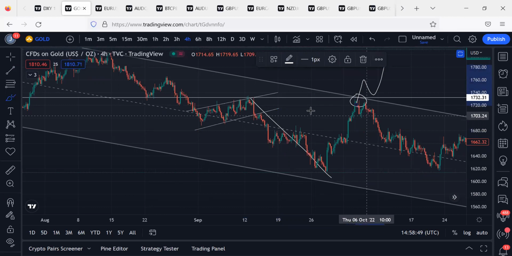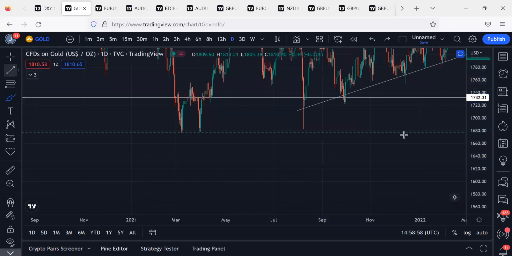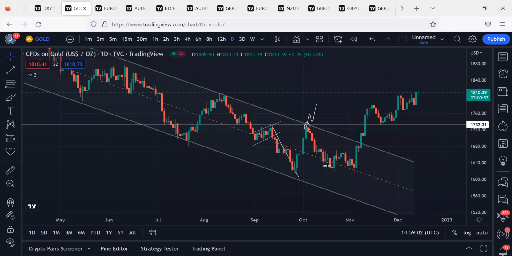So sometimes, if the 4 hourly is confusing you, the 2 hourly is confusing you, the 15 is confusing you, go back to your daily time frames. It will remove the noise and show you whatever is happening. I guess this is good now.